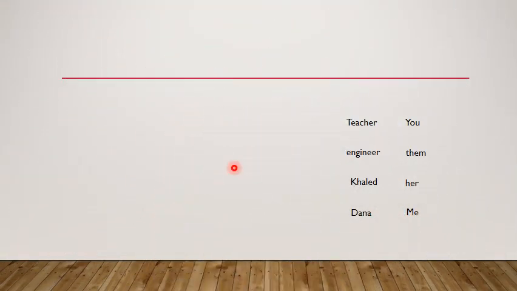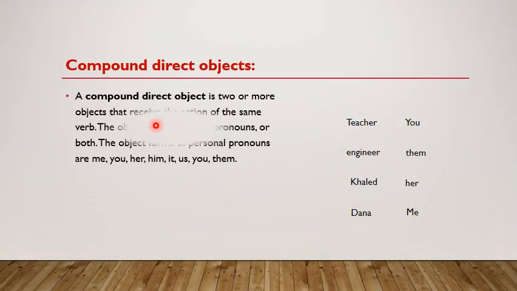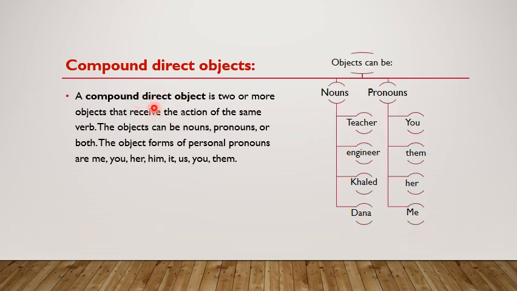Today's lesson is compound direct objects. Compound means more than one. So a compound direct object is two or more objects that receive the action of the same verb. So we have one verb in the sentence and it has two or more objects that receive that action.